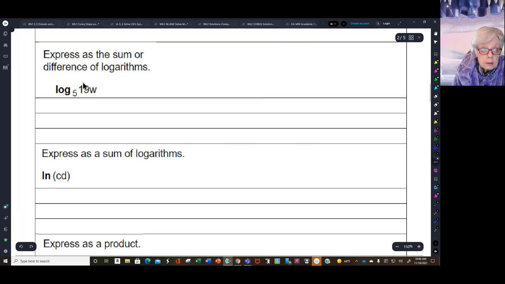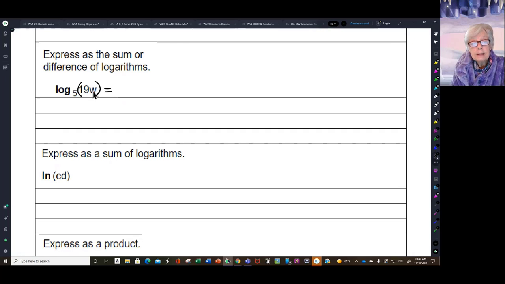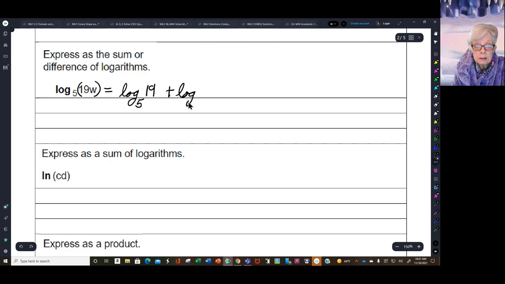Now here, even the book would usually put parentheses around the argument because there are really two different values there. There's 19 times W. 19W is 19 times W. So we're going to rewrite this because the instructions say express as the sum or difference of logarithms: log base 5 of 19 plus log base 5 of W. And that's the answer.